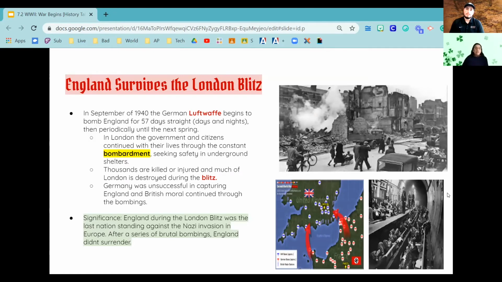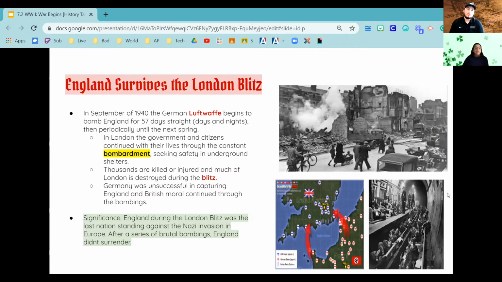In September of 1940, the German Luftwaffe, or their air force, begins to bomb England for 57 days straight, days and nights, then periodically until the next spring. So for almost 60 days, almost 2 months, they're bombing them constantly. And up until the next year, they're bombing them all day, every day long.